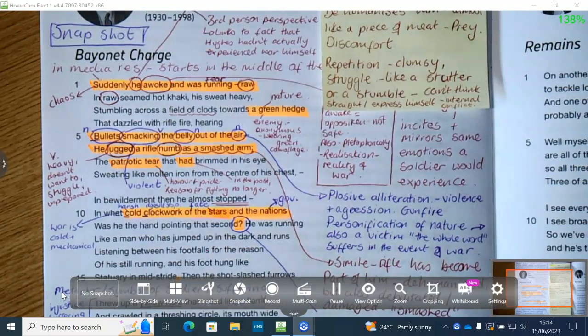Again, if you need to pause whilst you make your notes on that line, then that's really important that you do that.